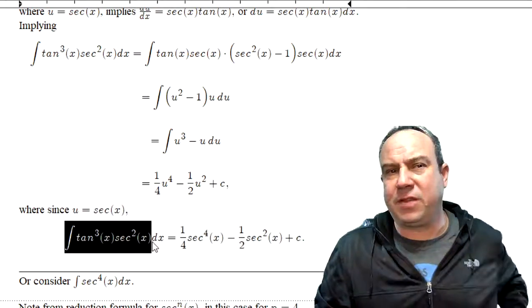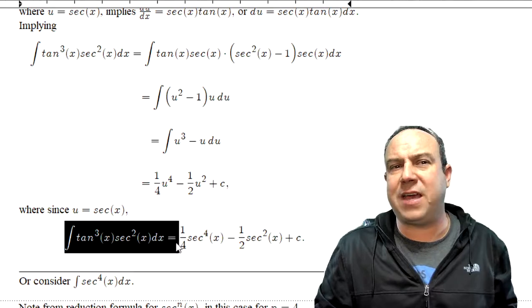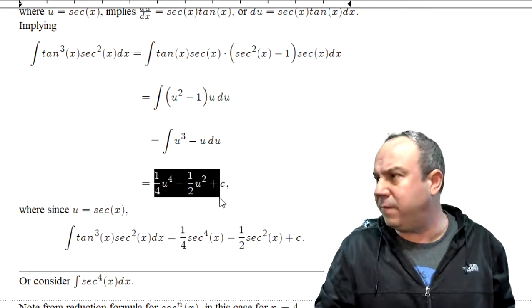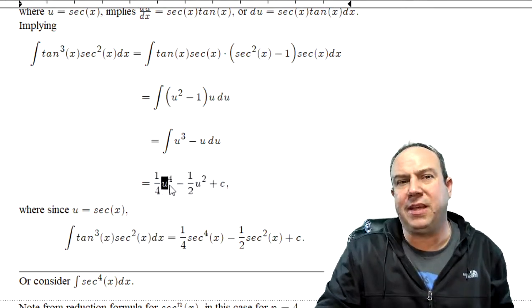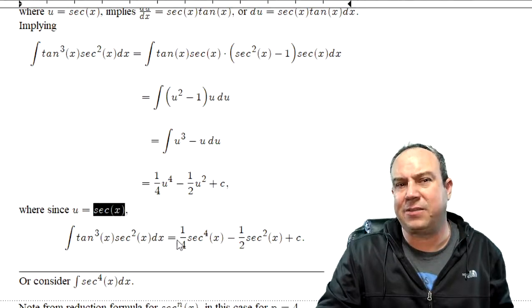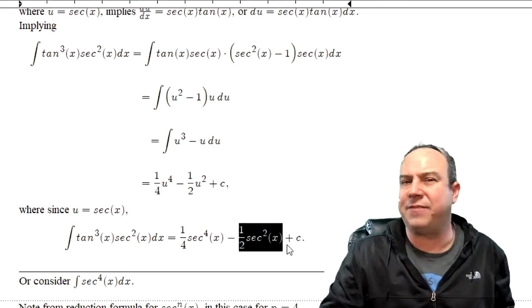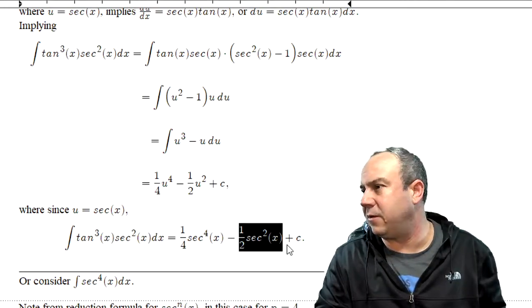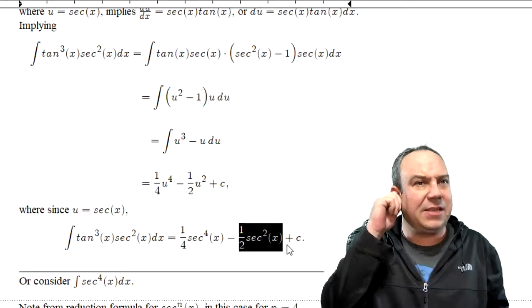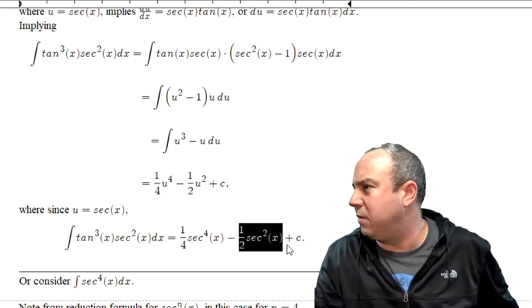The integral for the tangent cubed of x, secant squared of x dx is equal to this result seen above, where we replace in for u the secant of x: 1/4 secant to the 4th power of x minus 1/2 secant squared of x plus c in value. All right. So that is just looking at strategy 2 up above.